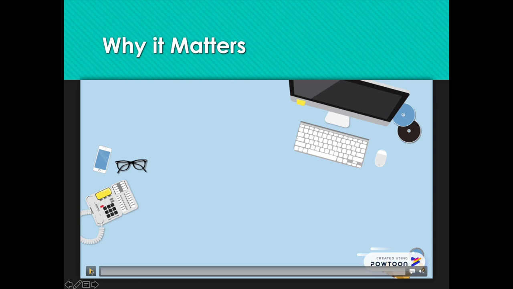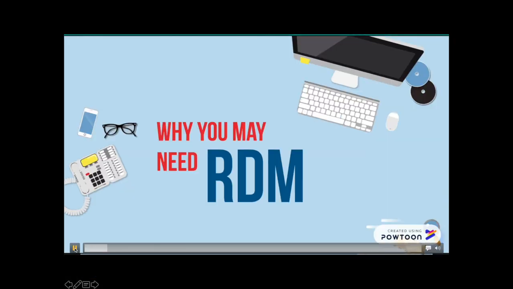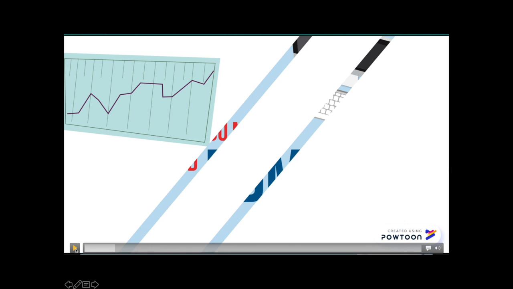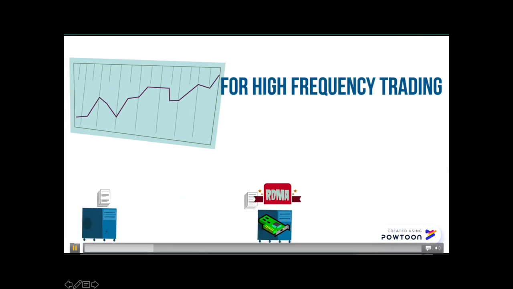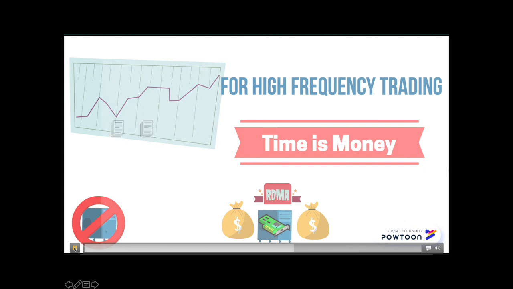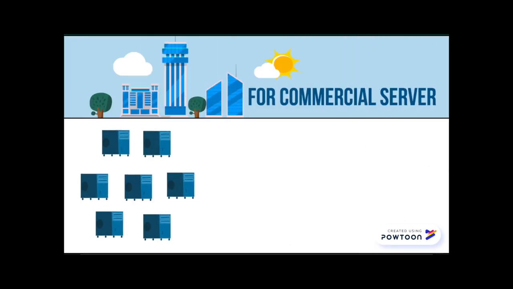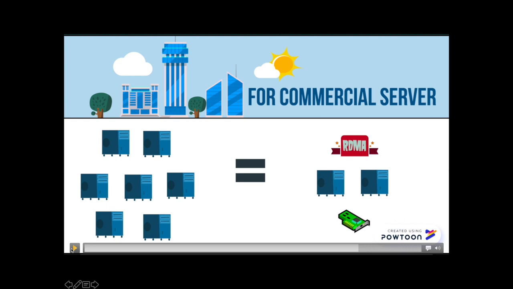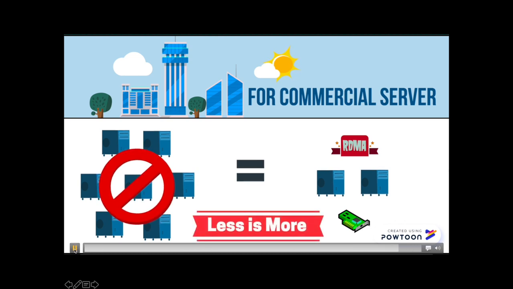So why RDMA matters? The key benefits RDMA could bring us are lower latency and lower CPU utilization. For lower latency, it will benefit those companies doing high-frequency trading, because a company with RDMA could get the information earlier than one without. So it can start trading earlier than other companies. So time is money. For lower CPU utilization, it will benefit companies who need to use commercial servers, because one with RDMA only needs fewer servers to achieve the same amount of throughput. So we think less is more.